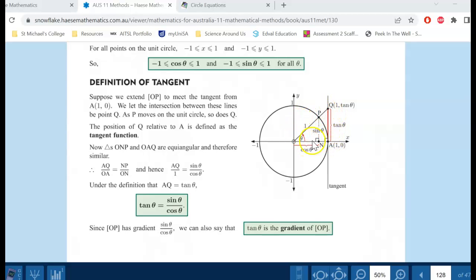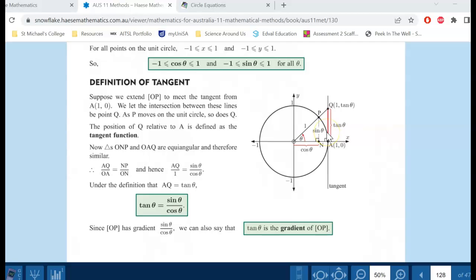Now, you can see that in this diagram, we actually have two right angled triangles. We have the smaller triangle OMP and the larger triangle OAQ. What we know about those two triangles is that they're equiangular, which means that all three of their angles are equal. We could show that because those angles are 90, then we have two parallel lines, therefore the other angles are equal, and then they share that angle there. So when we have two equiangular triangles, it means that they're in fact similar triangles. And when we have two similar triangles, we know that the ratios of their equivalent sides are the same.